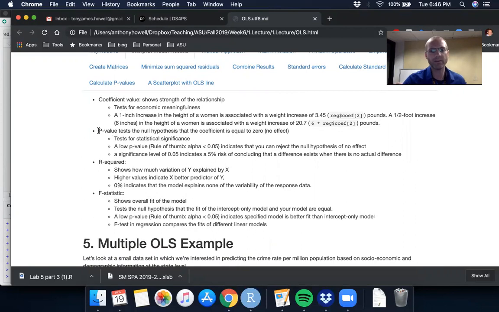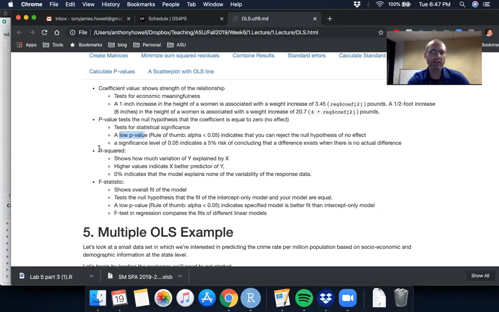The hypothesis test here is that we're testing the null hypothesis that the coefficient is equal to 0. That is, no effect. So when we have a very low p-value, rule of thumb alpha less than 0.05, the way we interpret this is that there's a rejection of the null hypothesis of no effect. In other words, we're saying that we do find a statistically significant effect that's different than 0. And this alpha value of 0.05 indicates a 5% risk of concluding that a difference exists when there is no actual difference. Okay, so this should hopefully be review.